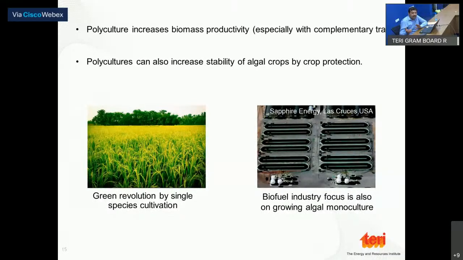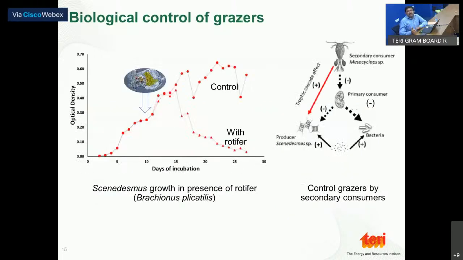Of course, the green revolution gave us food. But at the same time, we lost a lot of diversity, because for this intensive farming we had to use a lot of fertilizer and a lot of insecticides. But I think for biofuel production we should not repeat the same thing. We could think about a sustainable way to make the biomass, and where polyculture has possibility. Those problems always come when you're growing in the field.